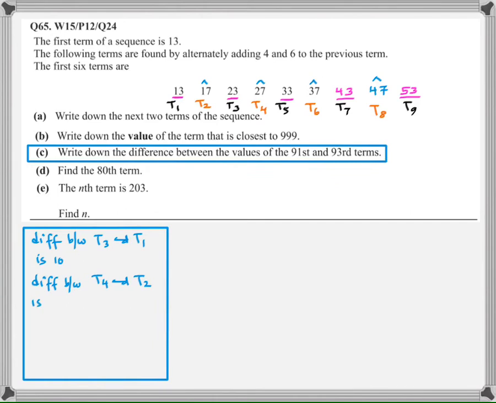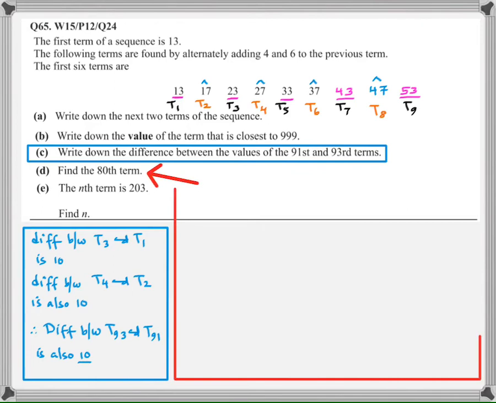T4 and T2, that's also 10. Since I'm dealing with odd number values, T3 and T1 makes more sense. Of course, the answer won't change. So the 93rd and 91st, the difference comes out to be 10. Now, let's look at the fourth part.